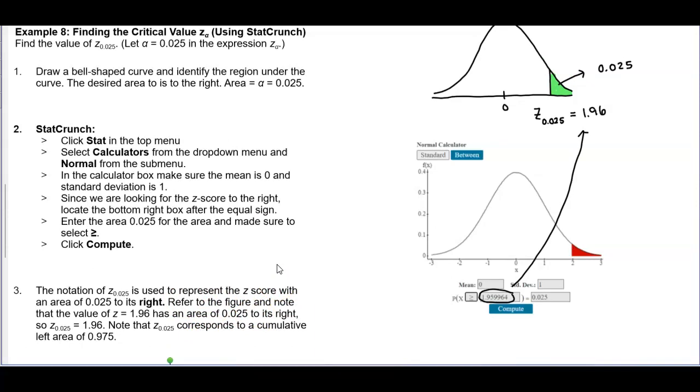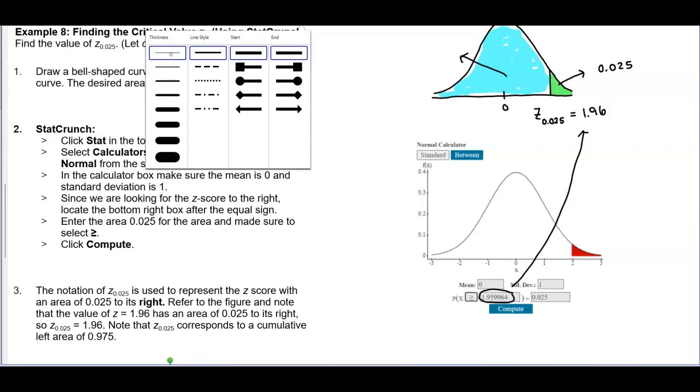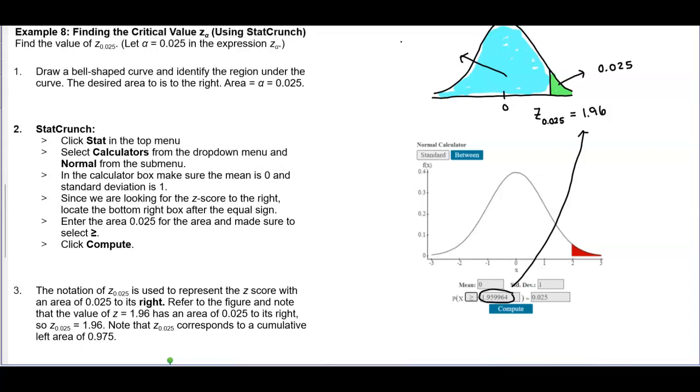So if I want to know what the area is here, let me go ahead and shade that. So if I wanted to find the area of here, then what would we have to do using the information that we've learned already up until this point? Well, again, we know that under the curve, the area is 1. So if we take 1 and then subtract that 0.025, then what we would get is 0.975 on the left.